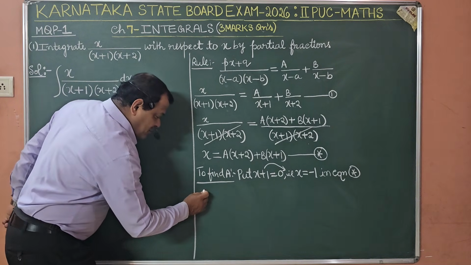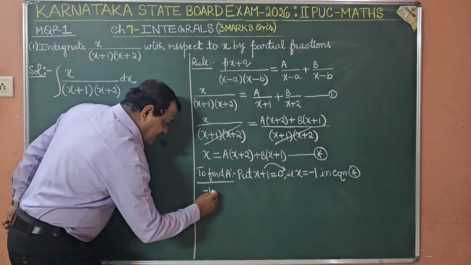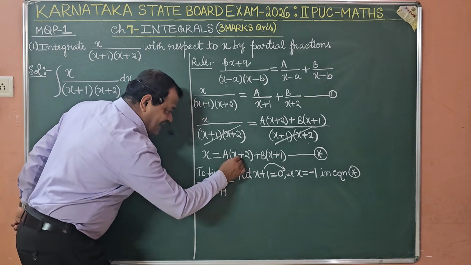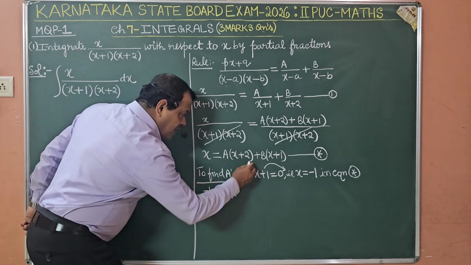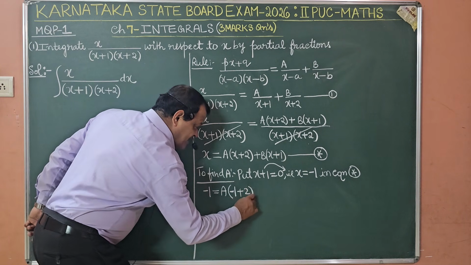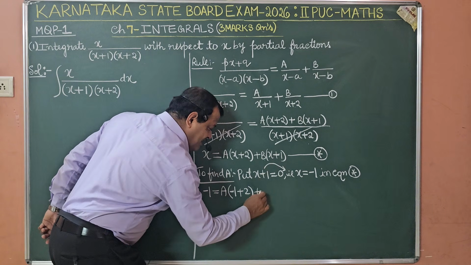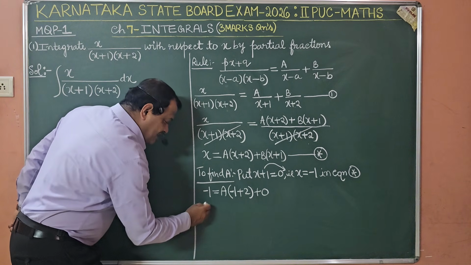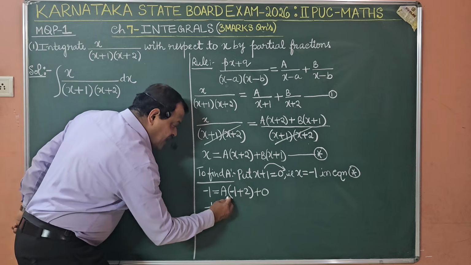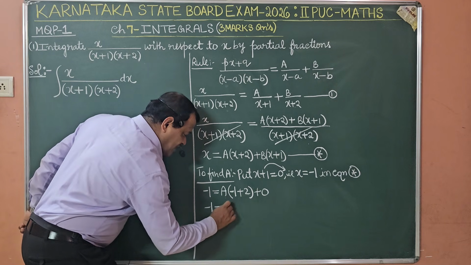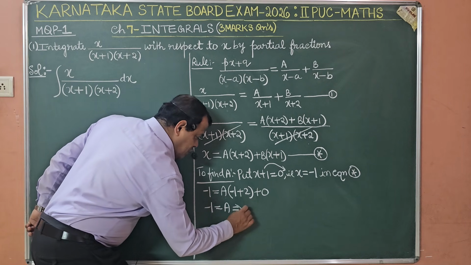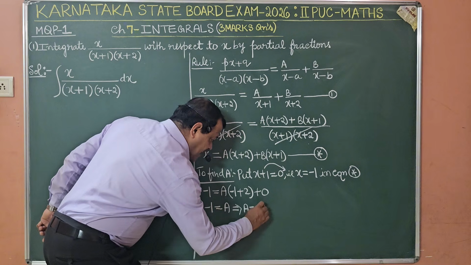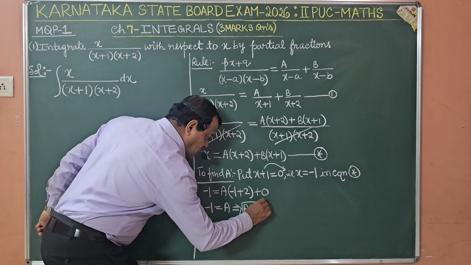So on the left hand side, put x as minus 1. On the right hand side, capital A as it is, into minus 1 plus 2, and this term we only made 0. Therefore, what is remaining? Minus 1 is A into 1. Therefore, we have got unknown A is equal to minus 1. The first unknown is ready.